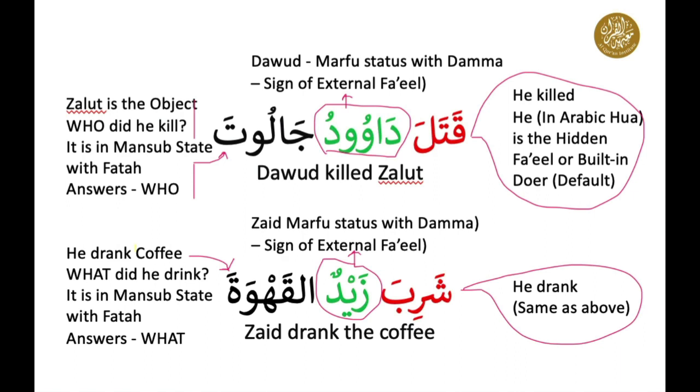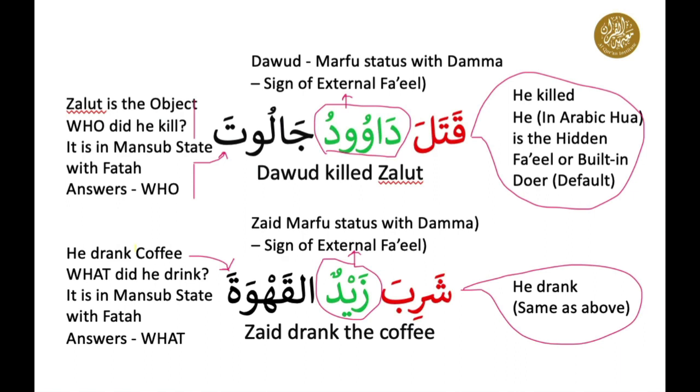Now, out of the two words, Daudu and Jaluta, why have we identified Daudu as external fa'il? Because we learned earlier that the external fa'il will have dhamma at the end, giving the Marfu status. Its i'rab is Marfu. Please note, when an external fa'il appears after the fi'il, the hidden fa'il is taken over by the external fa'il. So Qatala means he killed. Daud is there in Marfu form, which is external fa'il.